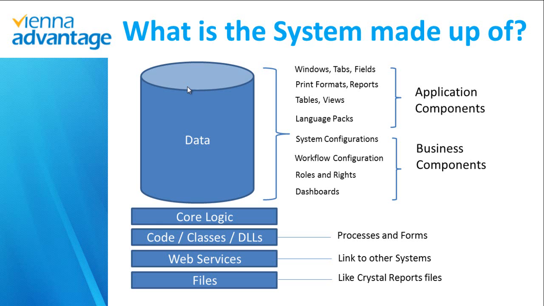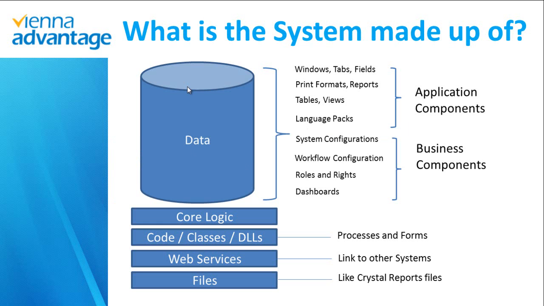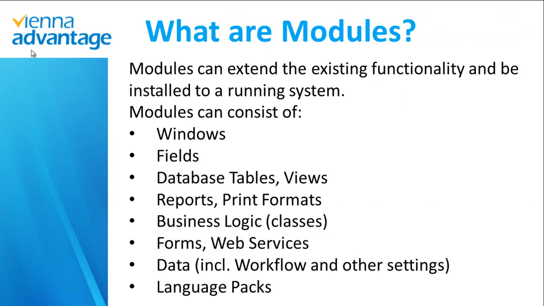So we see here that the system consists majorly of data records and certain code components or classes or DLLs. Now, all of these components are exchangeable, extendable, editable at runtime without recompiling the application. So that means you can even exchange the existing windows in the system. You can exchange or create new windows in the system. You can create print formats in the system. You can create or exchange or extend even the core logic within the system, even that is possible, and any type of component. So that moves us to the next slide.